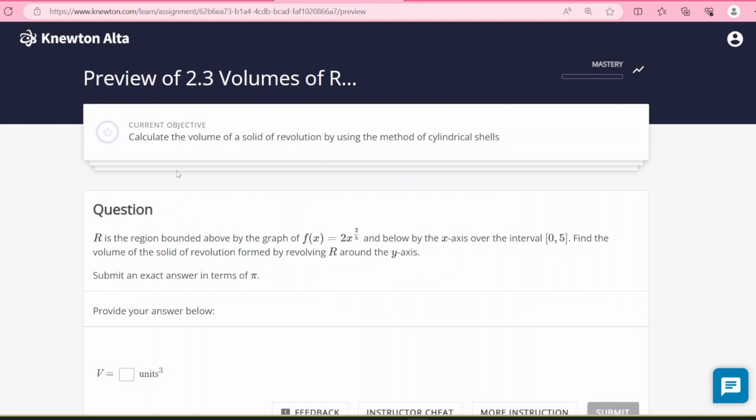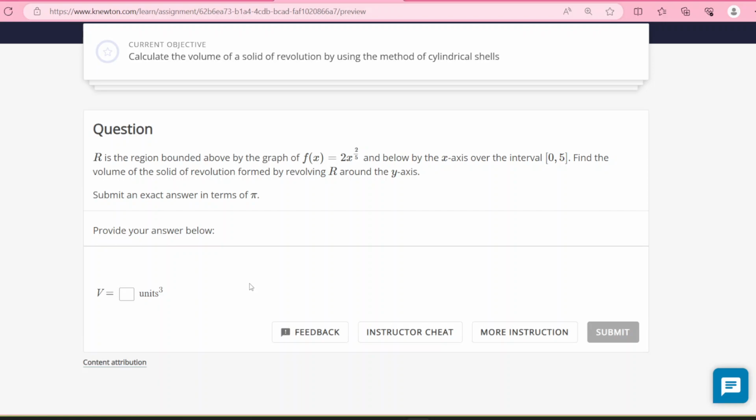And then you have a question related to a current objective. At the bottom of every question, you should be seeing a feedback button. If you ever see any typographical errors or issues with the question that you're seeing, you can send feedback directly to Newton. You will not have this instructor cheat button, right? This is instructors only. But you will have a more instruction button.